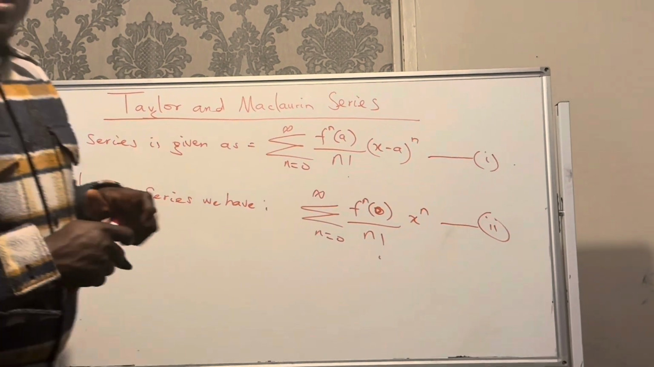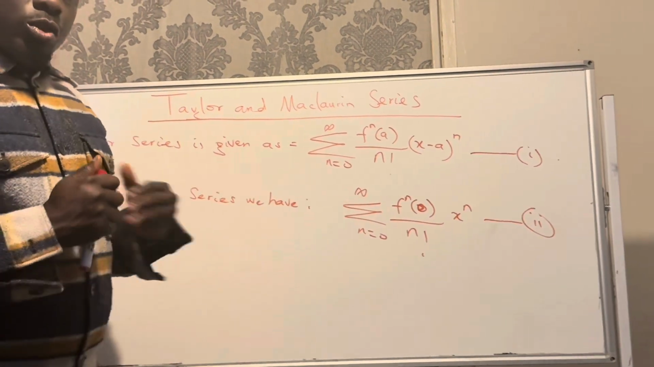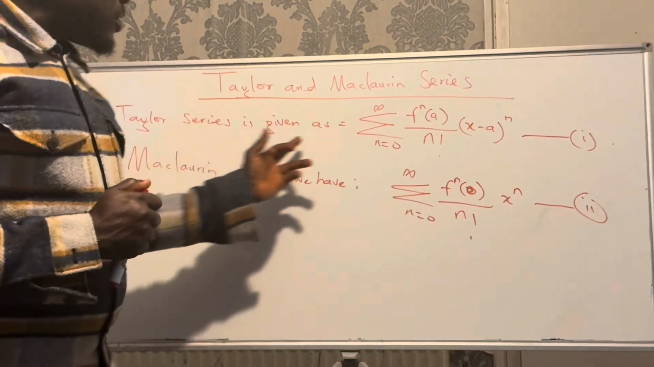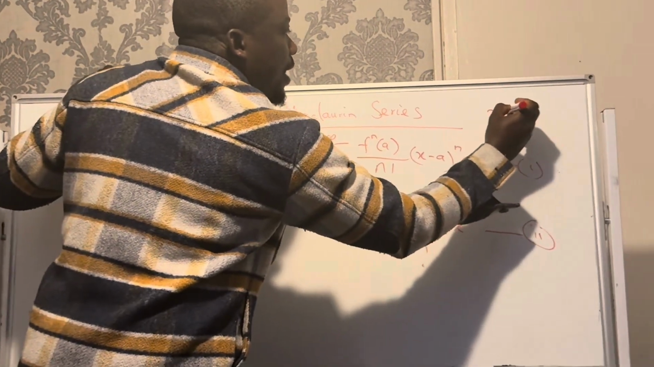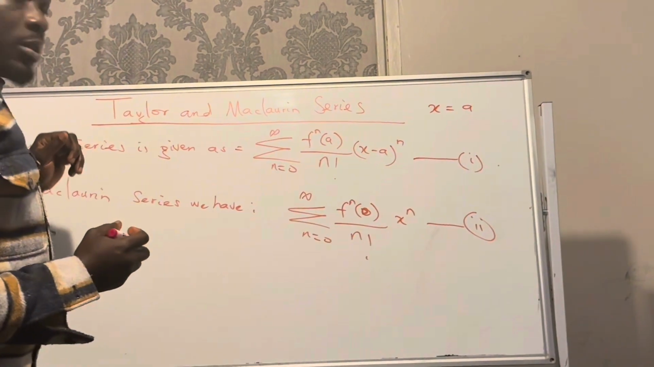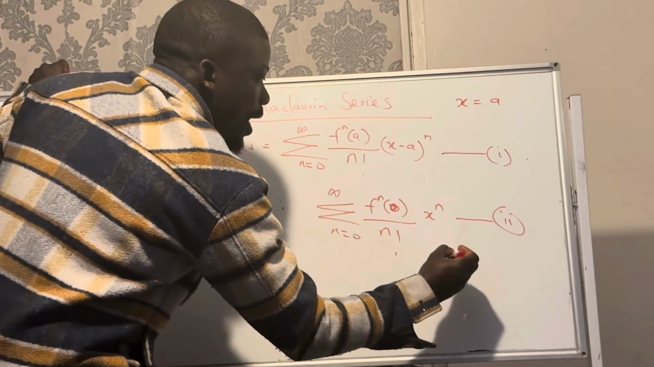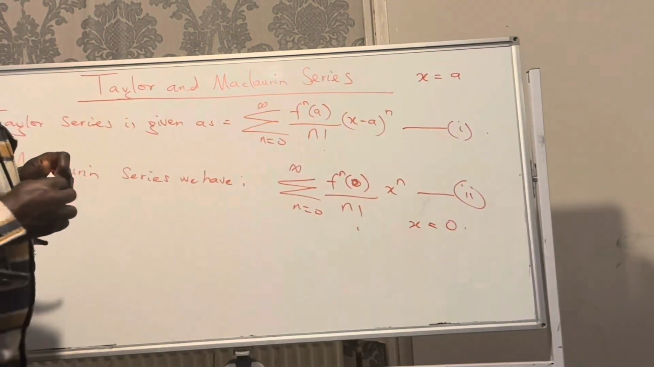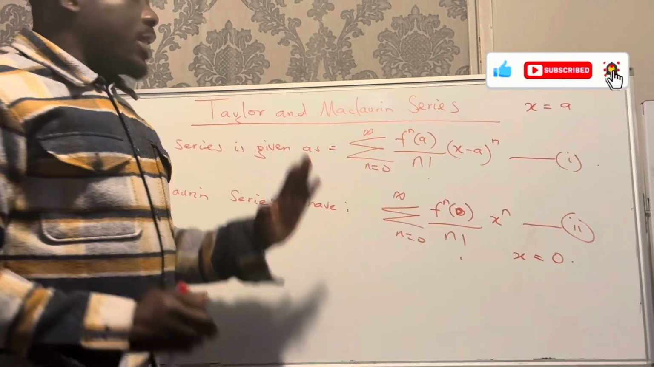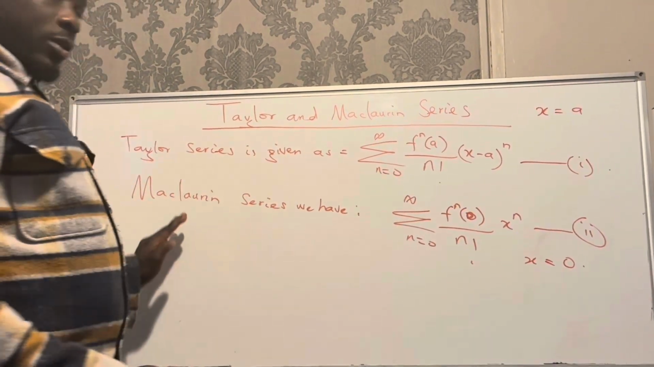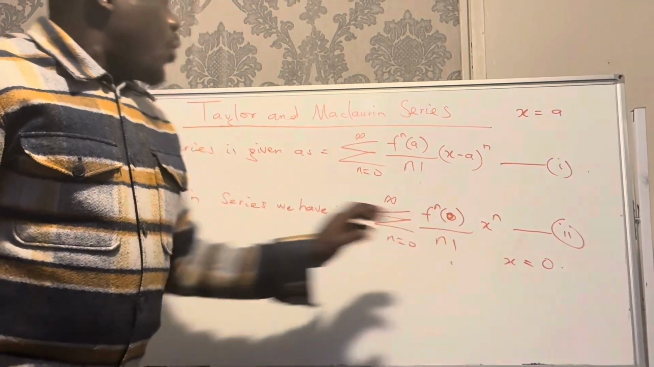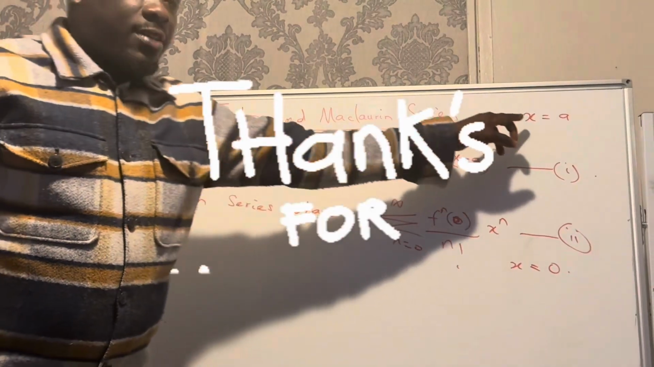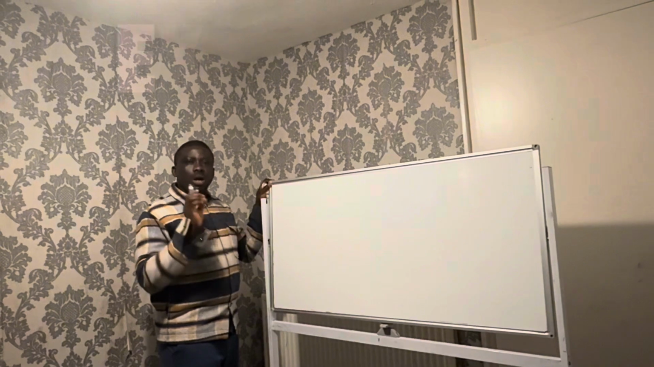So what is the difference between equation 1 and equation 2? A Taylor series is always centered at x equals a, while for Maclaurin series, x equals 0. So that is the difference between Maclaurin series and Taylor series. For Maclaurin series, x is always equal to 0, while for Taylor series, x equals a.